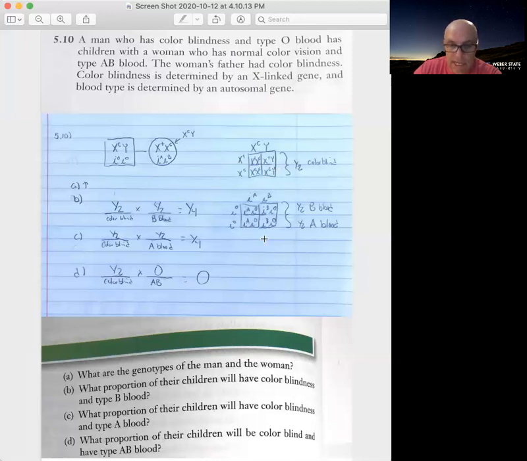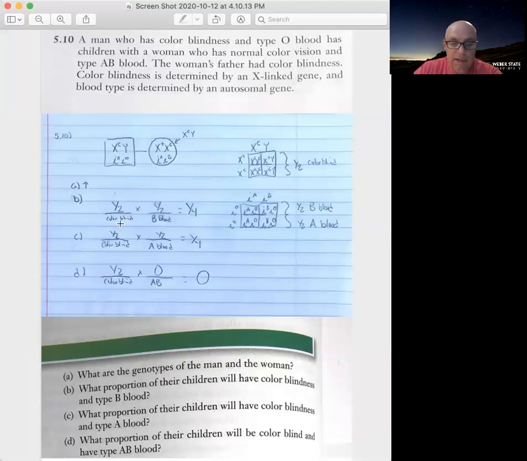Now we do the same thing for the blood type. You have an AB blood type getting together with an O blood type, carry them all down, and what you find in this Punnett square is half of the offspring will have B blood type and half of the offspring will have A blood type. And so now we have all of this. We just have to do the probability of two events occurring. So B: what proportion of the children will have color blindness and type B blood?